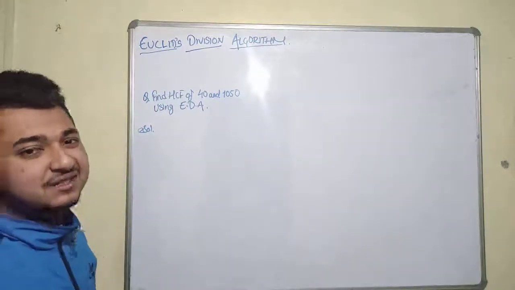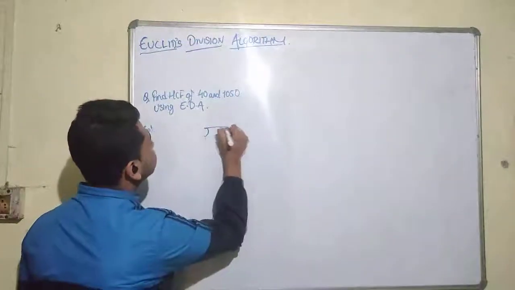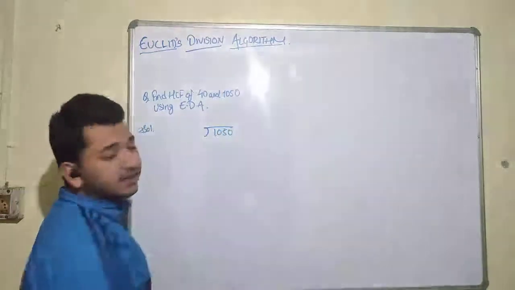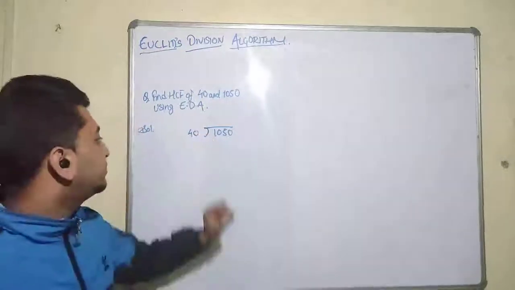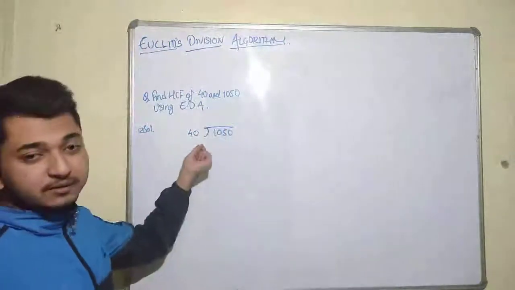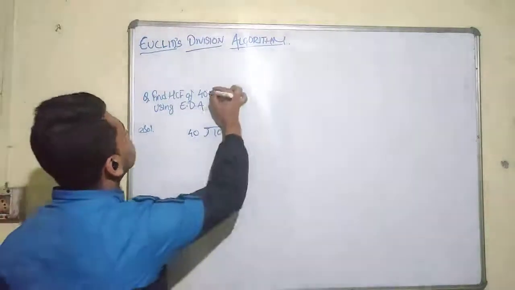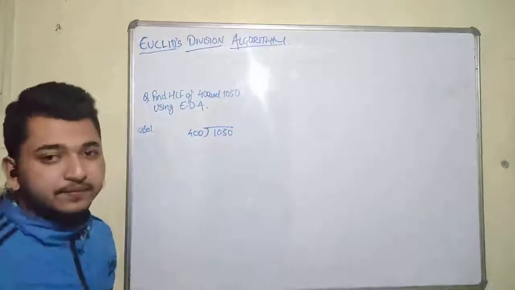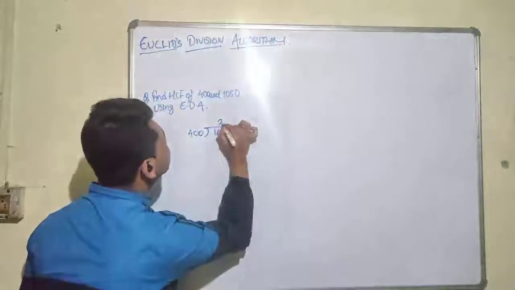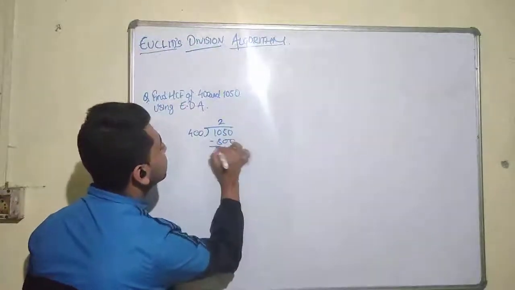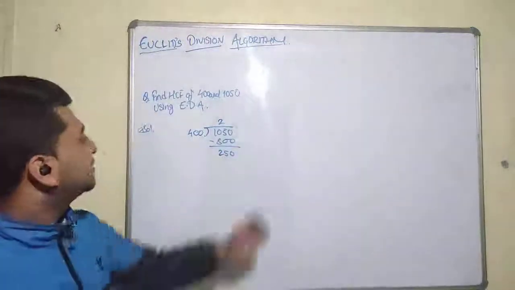So same as the last step, right? Which one is greater? 1050. We will write 1050 on the dividend side and 400 is smaller. जो बड़ा होता है हम उसे डिविडेंड में लिखते हैं और जो छोटा होता है हमें उसे डिवाइजर में लिखते हैं, right? So we know this is not 40, it's 400. Now 400 times 2 is 800. So 250 remaining.